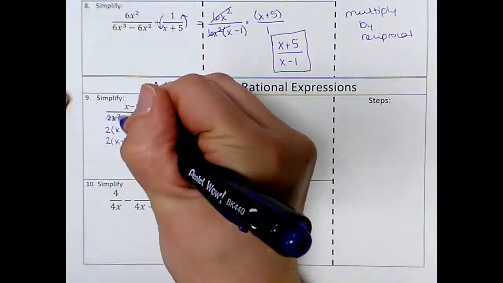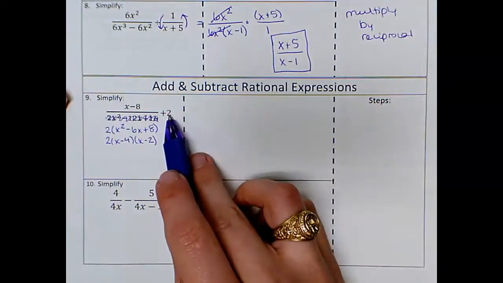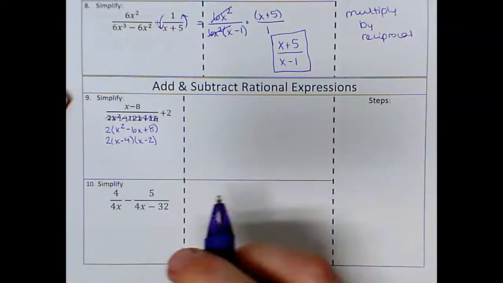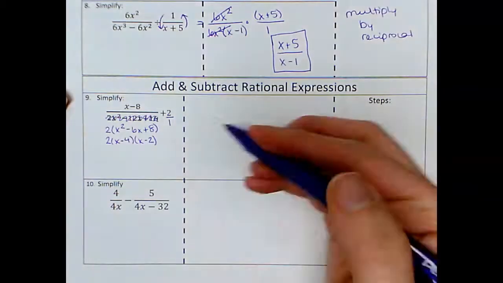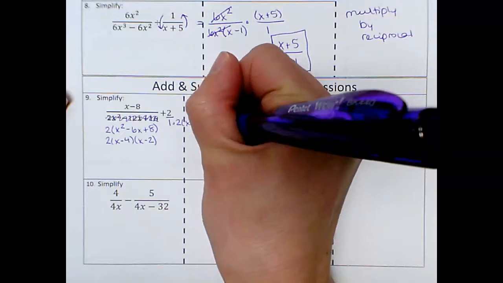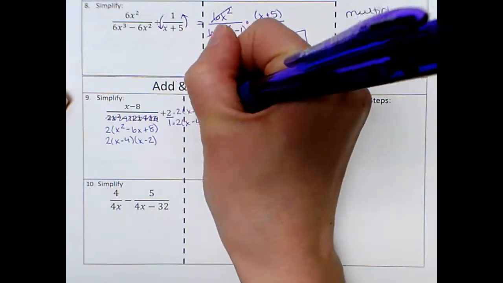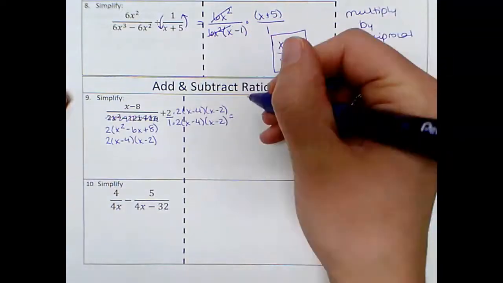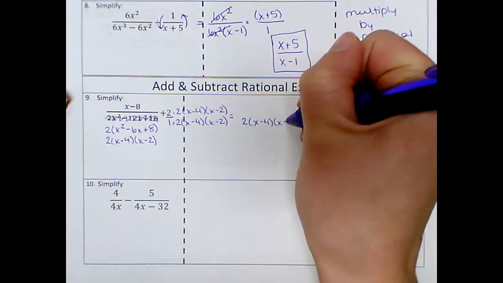So I no longer have this. But I do want this to have the denominator of 2 times x minus 4 times x minus 2. So I need to multiply this by whatever I need to get that denominator. And I need all of it because there isn't a denominator here. So I'm going to multiply by 2 times x minus 4 times x minus 2. So my denominator is 2 times x minus 4 times x minus 2.